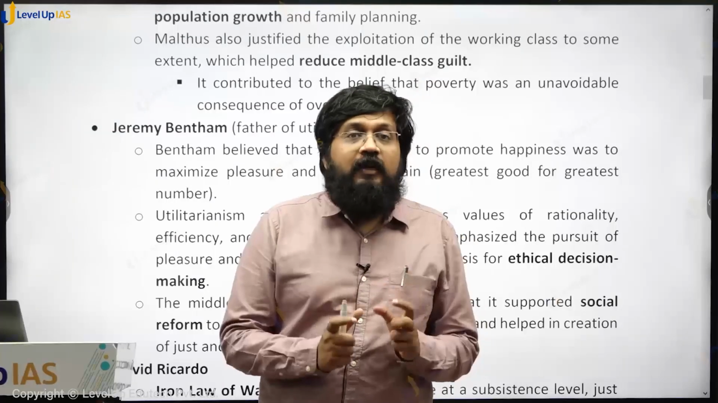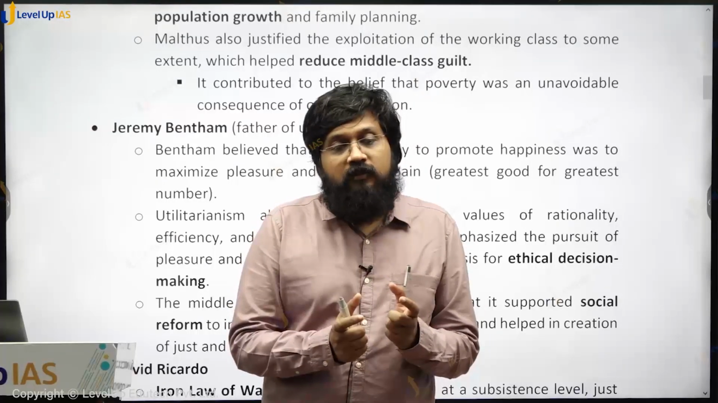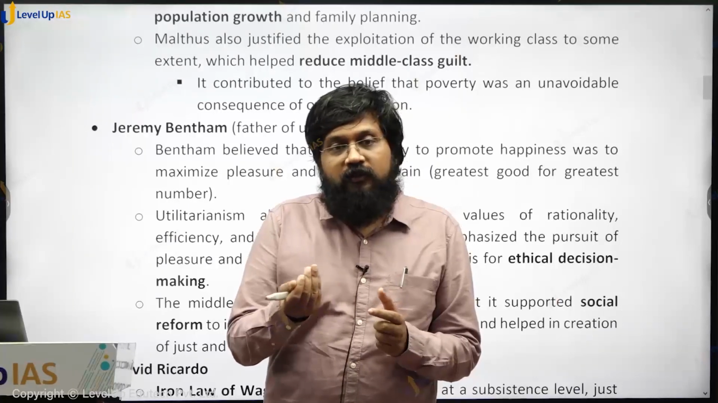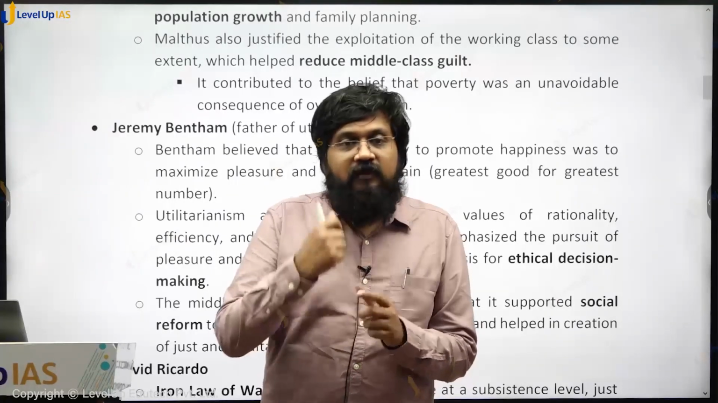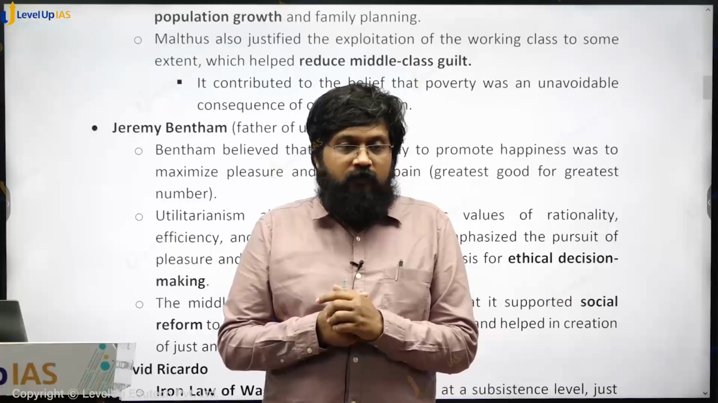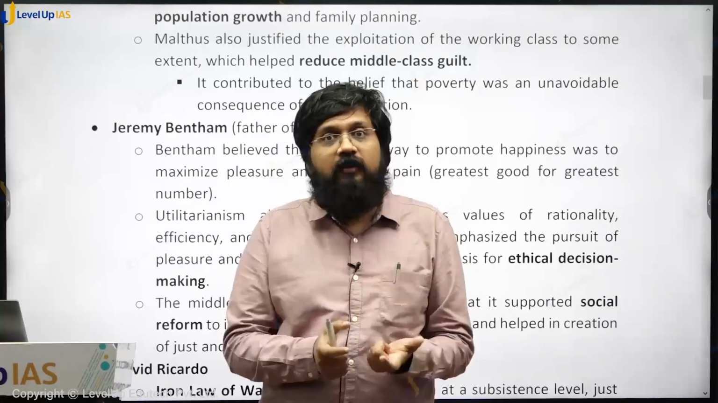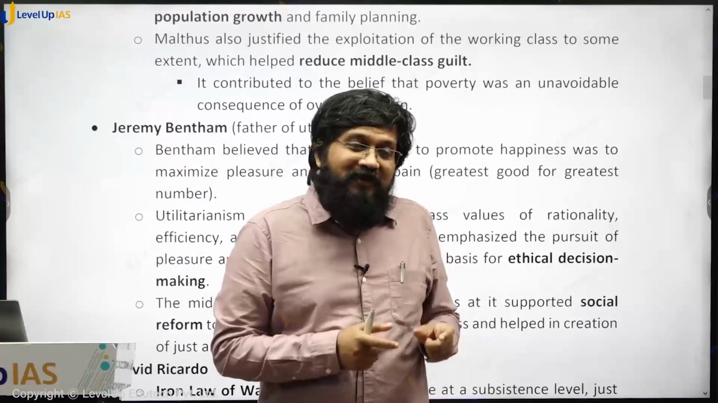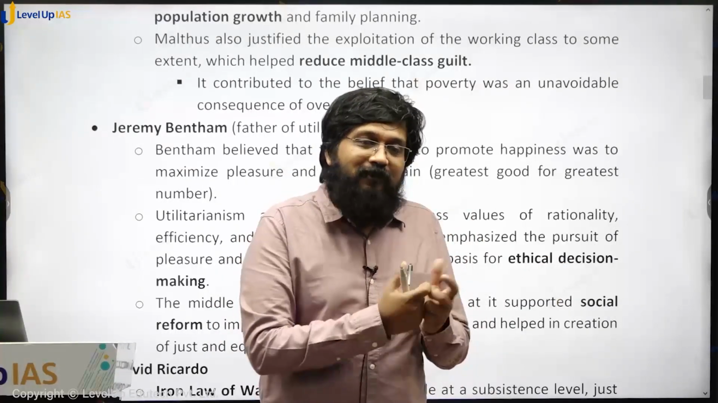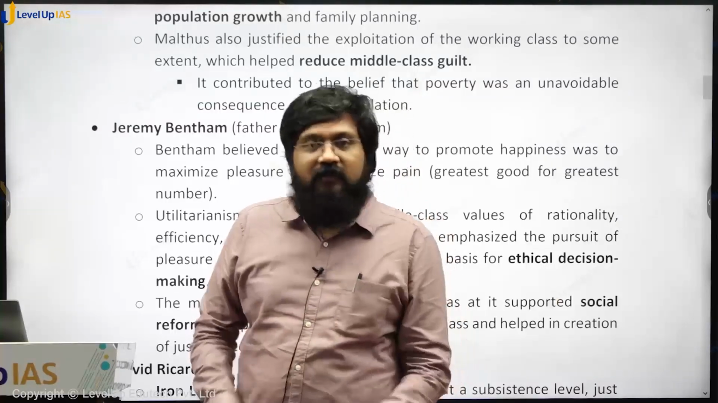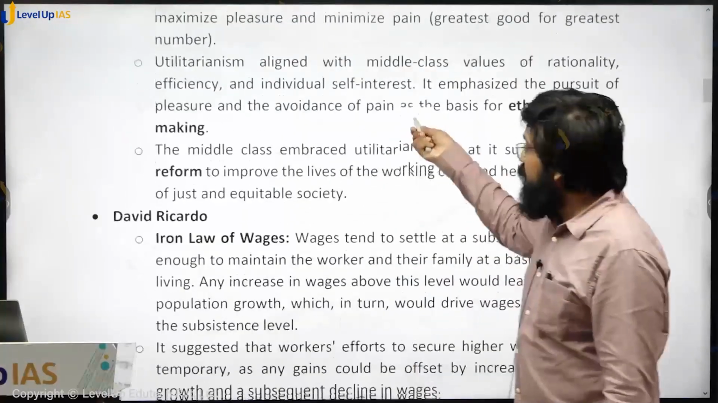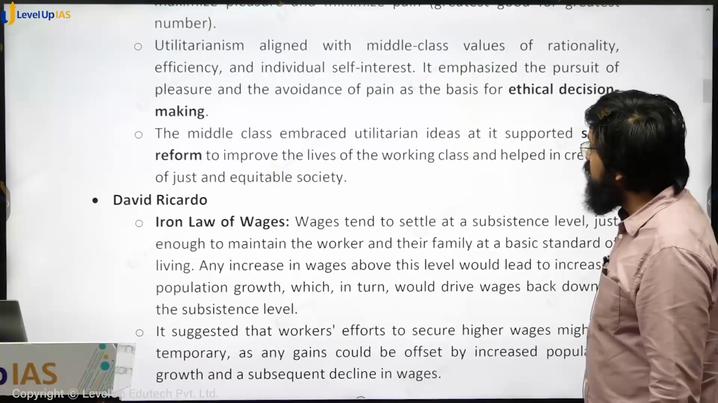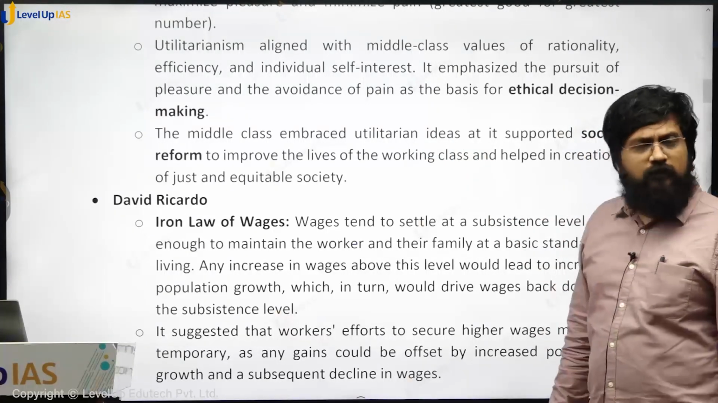So Benthamite idea in 1830-40 supported the state withdrawal, supported state restraint, supported the state not acting in the social and economic sphere. So a limited state, right? The same idea, maximum happiness of maximum people, after one generation supported state intervention, state reform, state welfareism. But at that time it meant this. Middle class embraced utilitarian ideas as it supported social reform to improve the lives of the working class and help in creation of a just and equal society.